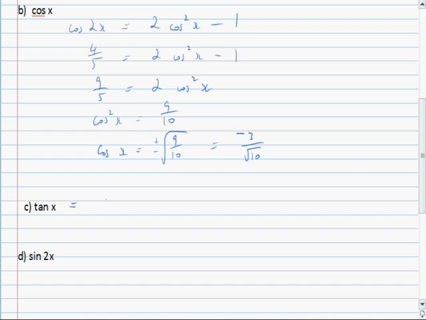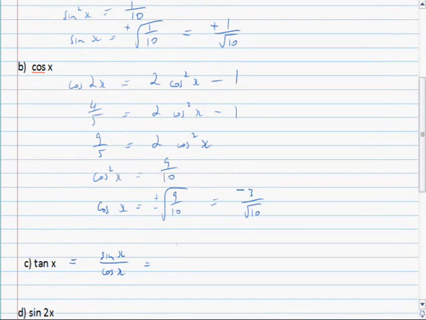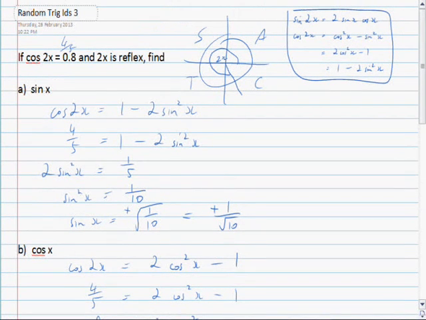Okay, tan x, we know it's always sine x over cos x, so that's going to be 1 over root 10 over negative 3 over root 10, which the root 10s cross out, so you've got 1 over 3, but it's negative, so negative 1 over 3. Okay, so tan is negative, so yeah, that kind of confirms that we're looking in this quadrant here, the S quadrant. That's where x is going to be.